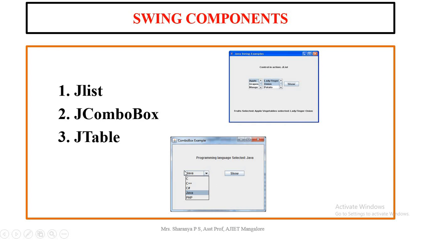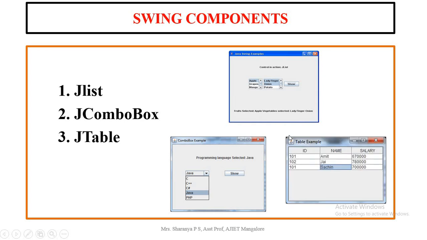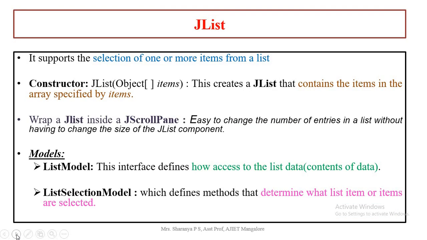JComboBox will be providing a set of values to be selected from by the user. And one more which is very familiar, which we will be using in multiple applications, that is JTable. To display the table onto the output screen, we will be using JTable. We'll see all these three Swing components in detail with example programs.